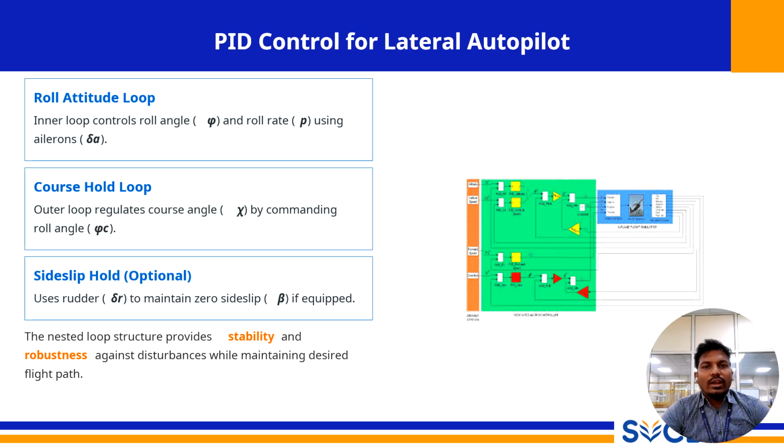As the slide concludes, the nested loop structure provides stability and robustness against disturbances while maintaining the desired flight path. A fast inner loop handles the immediate stability, while the slower outer loop focuses on the overall navigational goal. This elegant design simplifies development and tuning and results in a very robust autopilot.